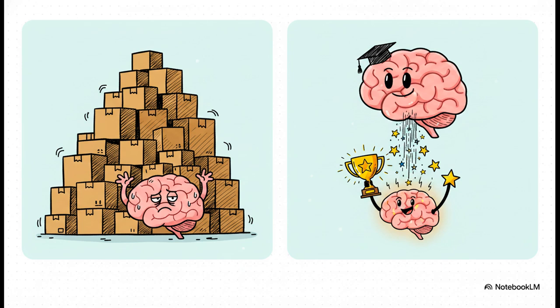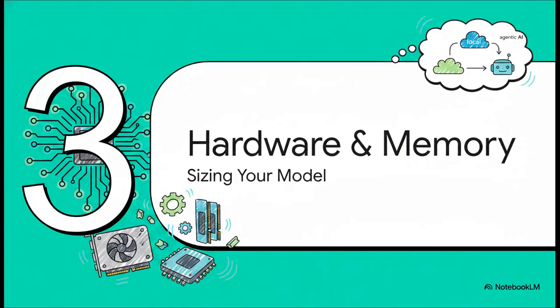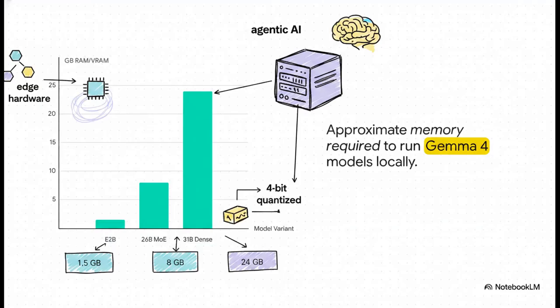The result? Massive performance gains at sizes you can actually use. All right, Section 3, Hardware and Memory. Let's talk about sizing your model. So what kind of rig do you actually need to run this stuff? Well, you can perfectly match the model to your current hardware.